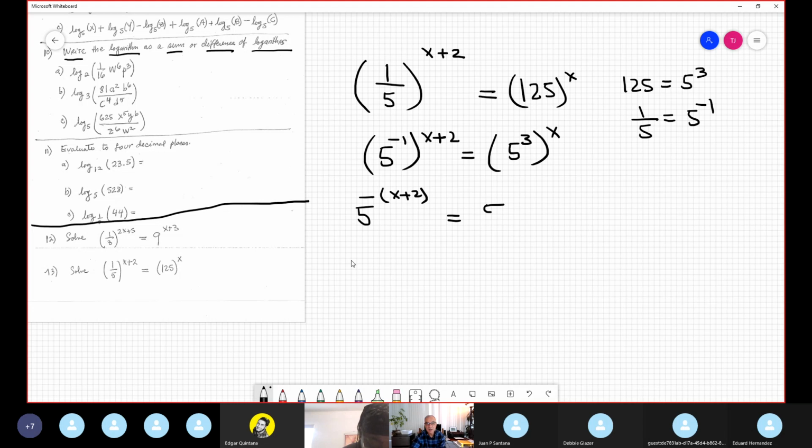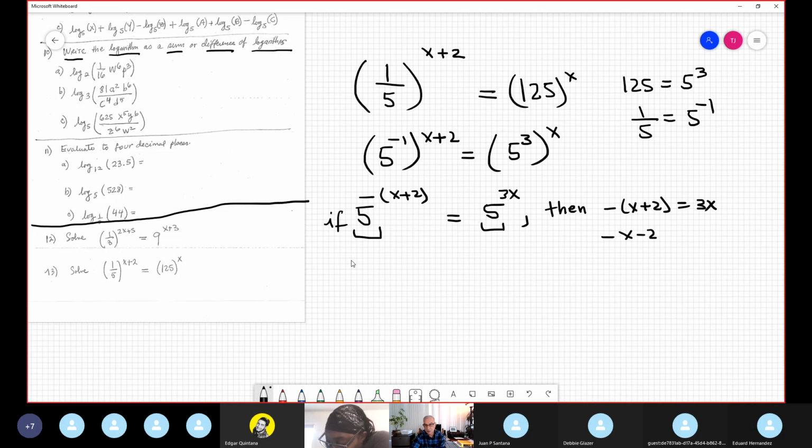equals 5 to the 3x. If two exponential functions have the same base, then the exponent is the same. So minus (x plus 2) is equal to 3x. Linear equation. Distribute the property: minus x minus 2 equals 3x. Minus 2 equals 3x plus x, because I moved this x to the other side. And minus 2 equals 4x.